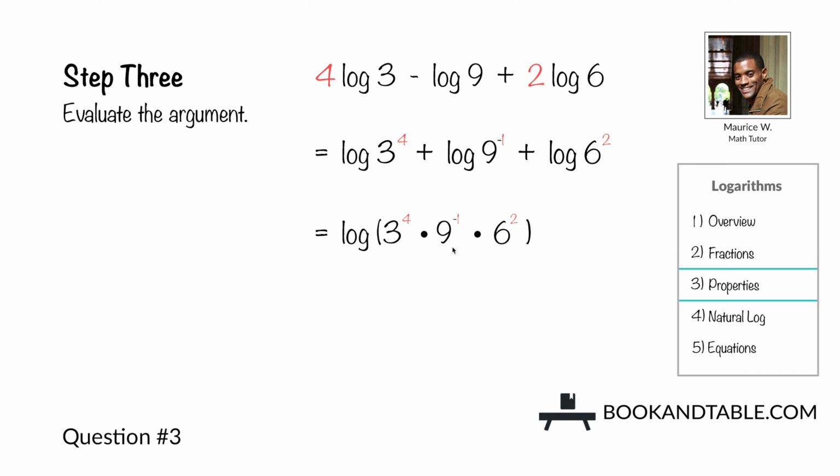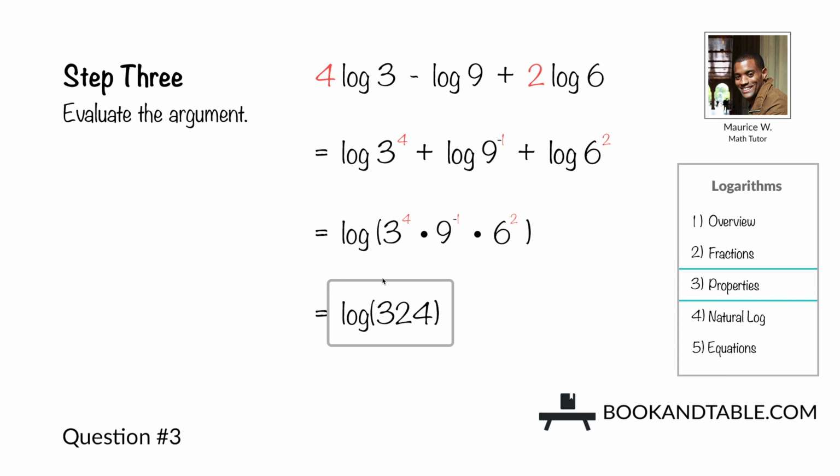So we'll begin by moving this term with the negative exponent to the denominator. And that would leave us with 3 to a power of 4 times 6 squared in the numerator, and 9 to a power of 1, which is just 9 in the denominator. And now we can simplify this further. 3 to a power of 4 is 81 times 6 squared, which is 36. 81 divided by 9 is 9, so that will leave us with 9 times 36. And 9 times 36 is equal to 324.